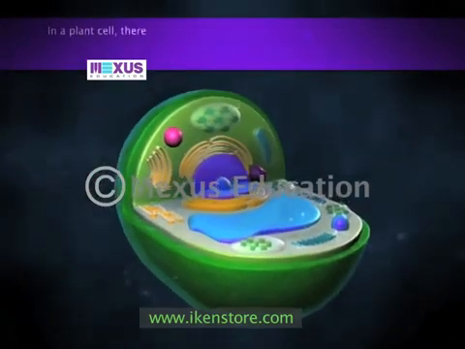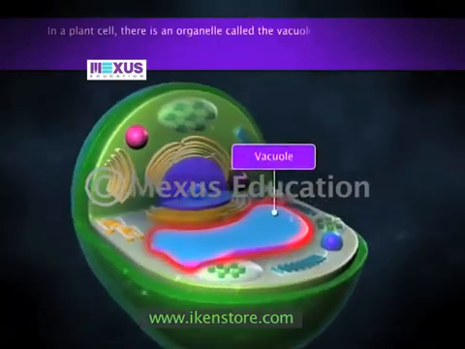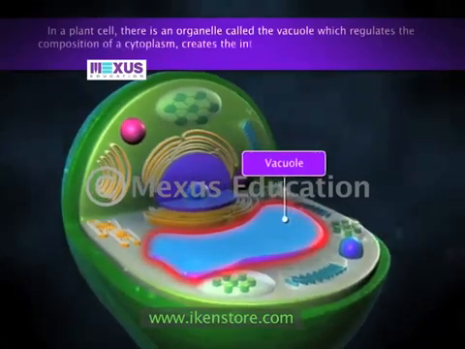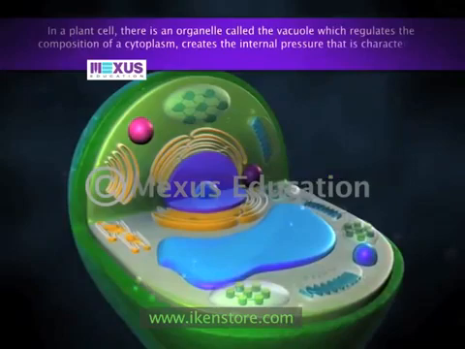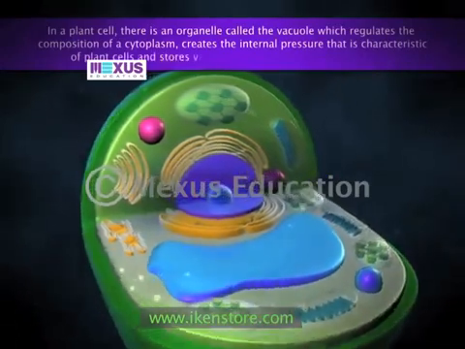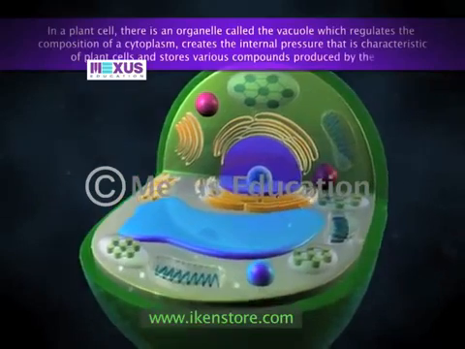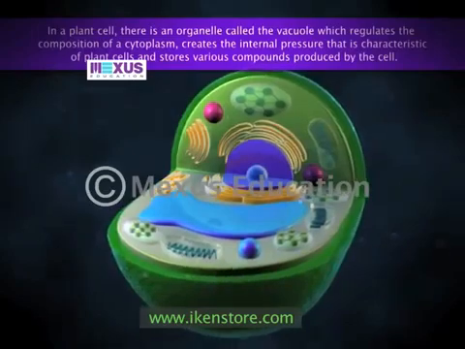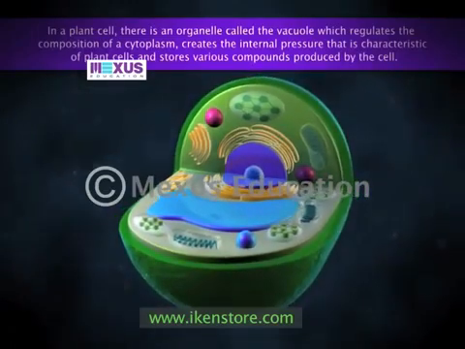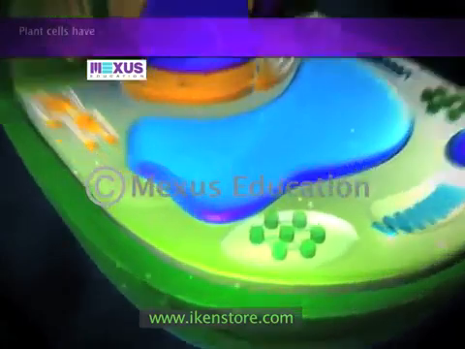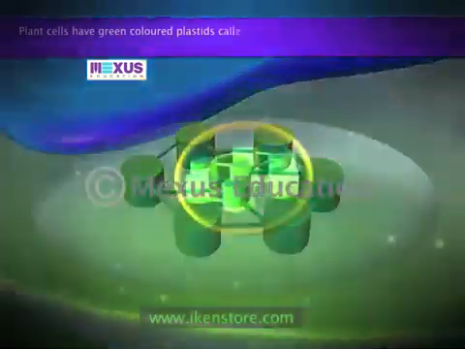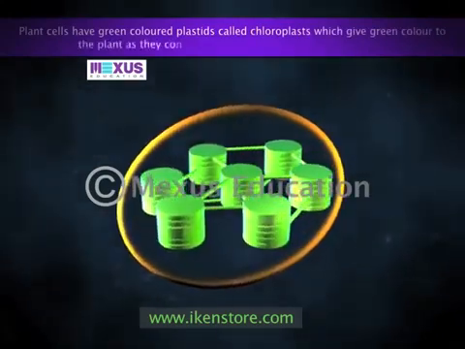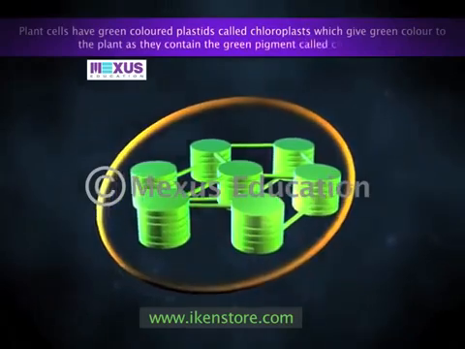In a plant cell, there is an organelle called the vacuole, which regulates the composition of the cytoplasm, creates the internal pressure that is characteristic of plant cells, and stores various compounds produced by the cell. Vacuoles are generally a lot smaller in size in case of animal cells. Plant cells also have green-colored plastids called chloroplasts. They provide green color to the plant as they contain the green pigment called chlorophyll.